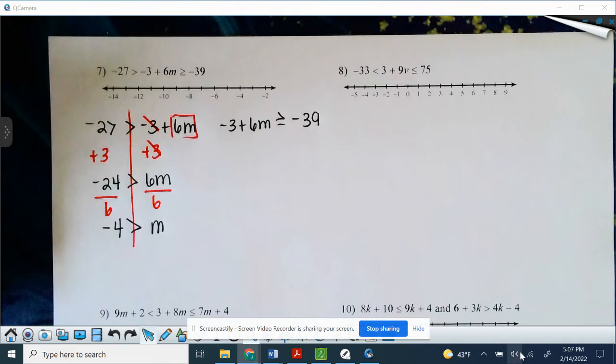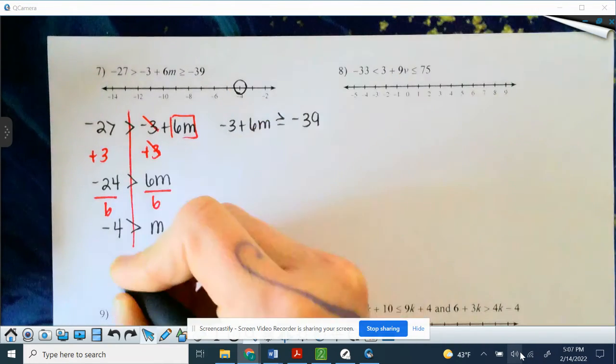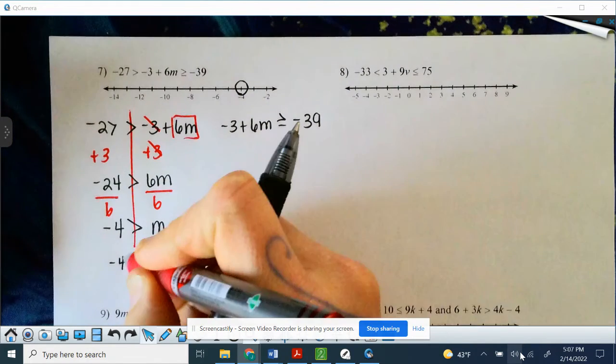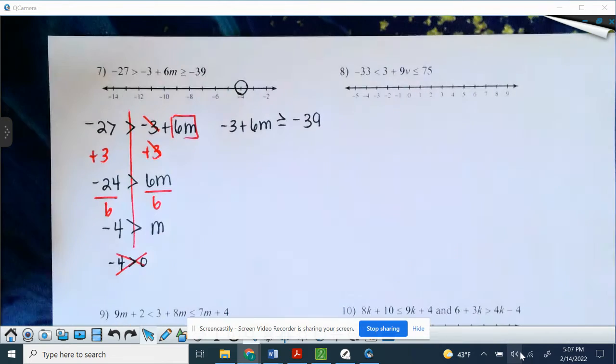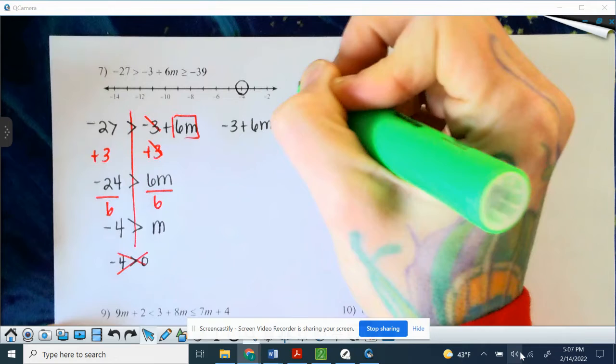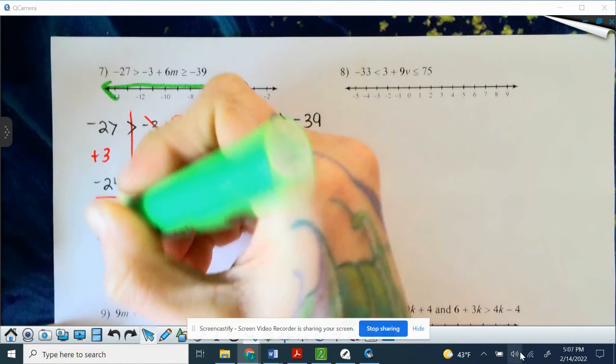If I go up to negative 4, I know it's going to be an open circle. If I want to do my test point, is negative 4 greater than 0? Negative 4 is not greater than 0. So we are not going to shade towards 0. We're going to shade away from it. And 0 would be up over here above our negative 2. So we're going to shade towards the other direction for this one.